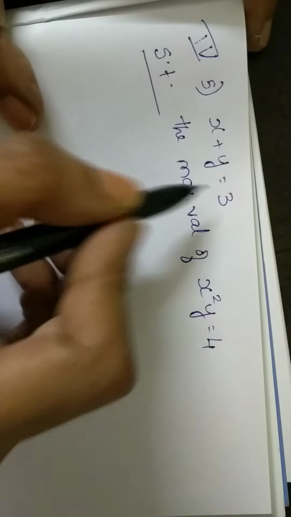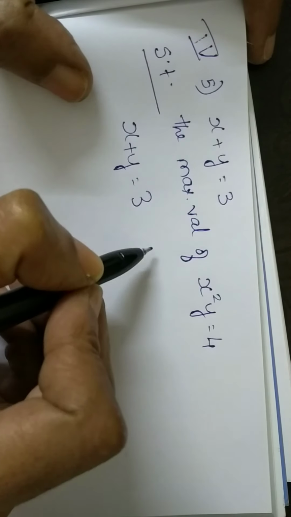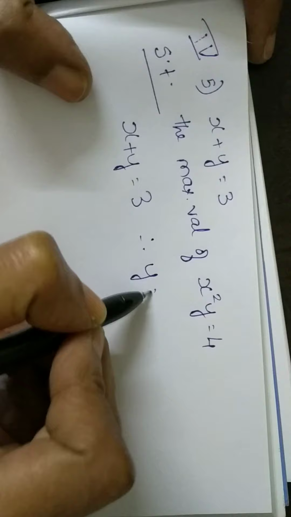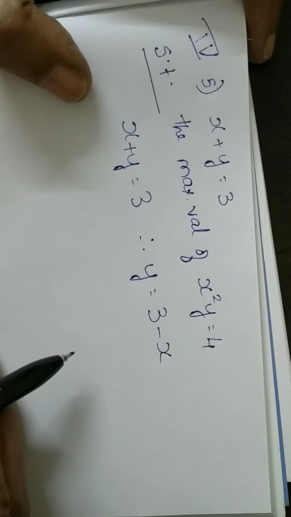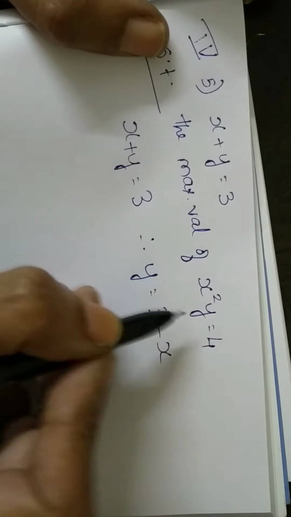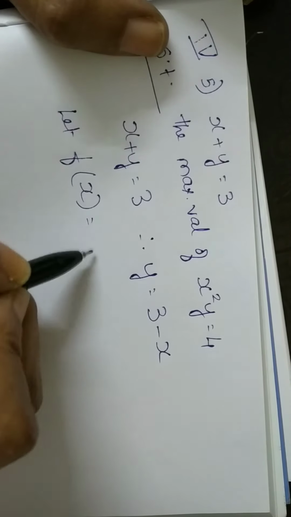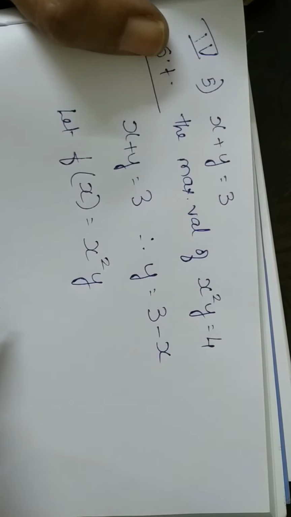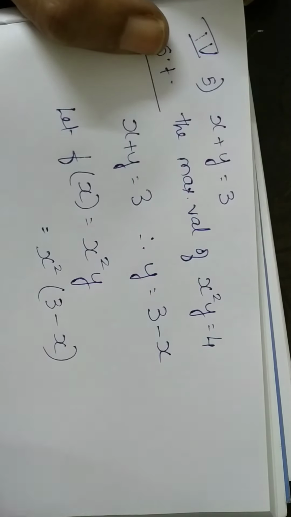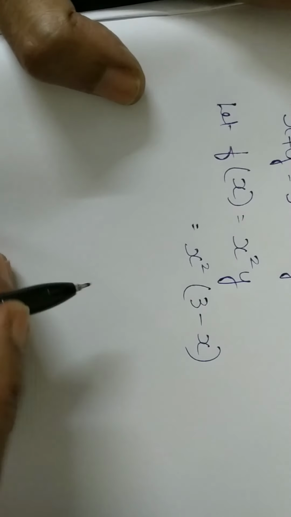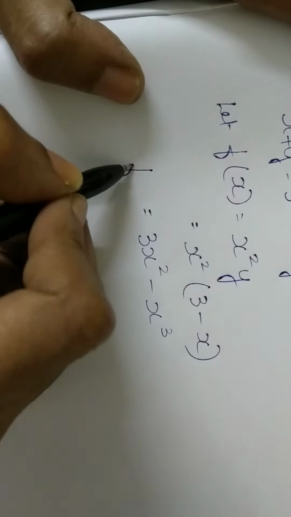Okay. Now over here in the solution, we have x plus y is equal to 3. Therefore, we can write y is equal to 3 minus x. So, in this function, we'll write like this. Let f(x) is equal to x square y, which is x square into (3 minus x), because y is nothing but 3 minus x. Therefore, we get 3x square minus x cube, which is our f(x).